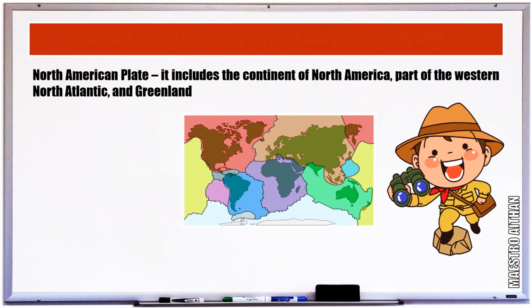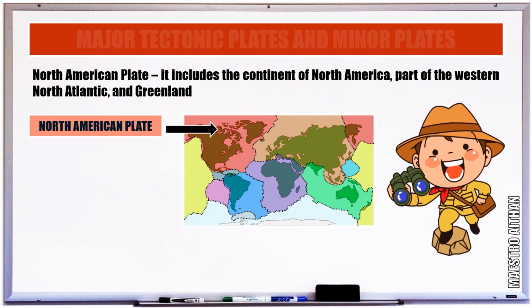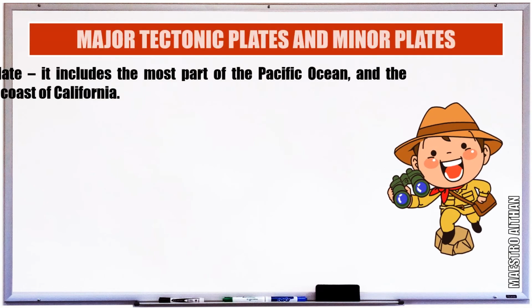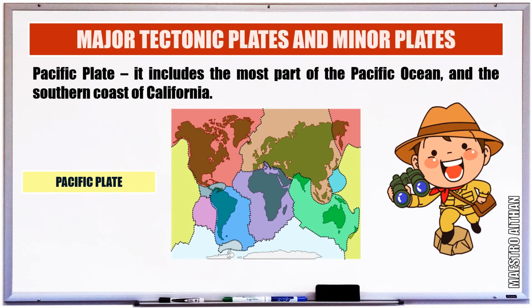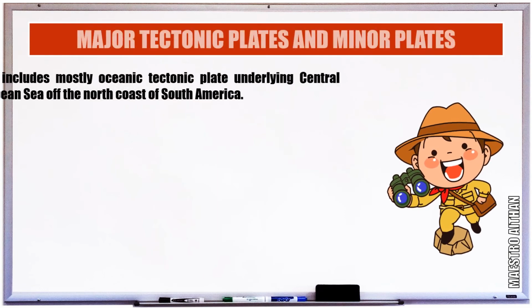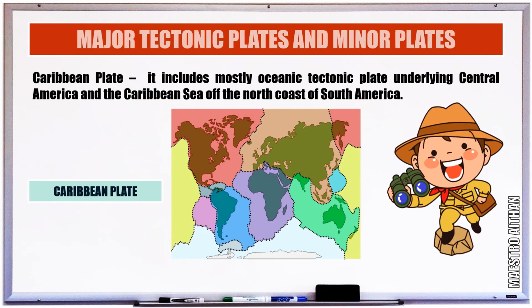North American Plate. It includes the continent of North America, part of western North Atlantic and Greenland. Pacific Plate. It includes the most part of the Pacific Ocean, and the southern coast of California. Caribbean Plate. It includes mostly oceanic tectonic plate underlying Central America and the Caribbean Sea off the north coast of South America.